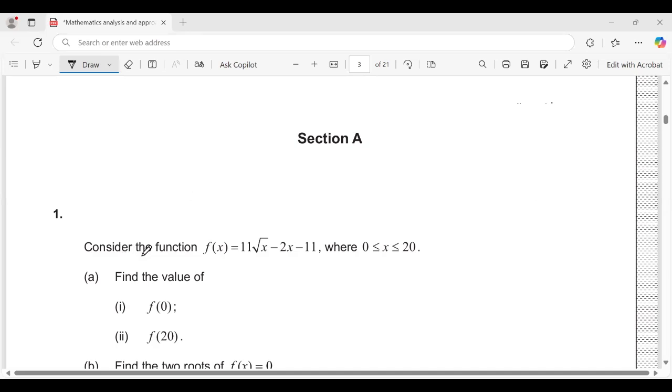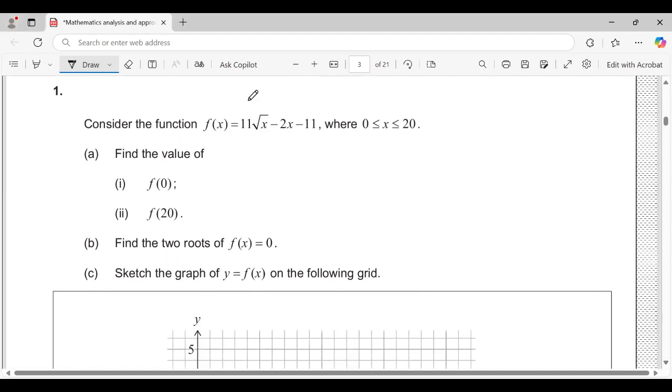Number one, consider the function f(x) equals 11 square root x minus 2x minus 11, where x is in the interval 0 to 20. Find the value of f(0). Substitute 0 into x, it's going to be 11 times 0 minus 2 times 0 minus 11, which equals minus 11. So f(0) equals minus 11.